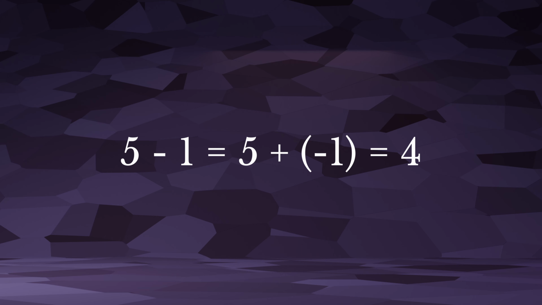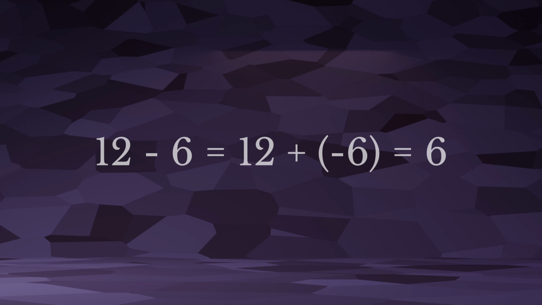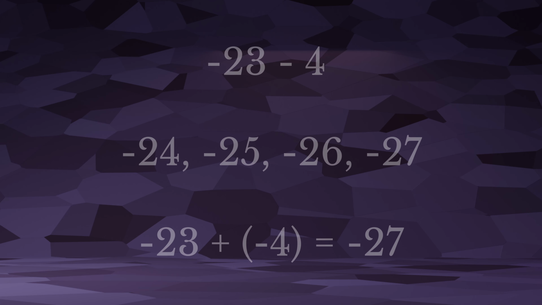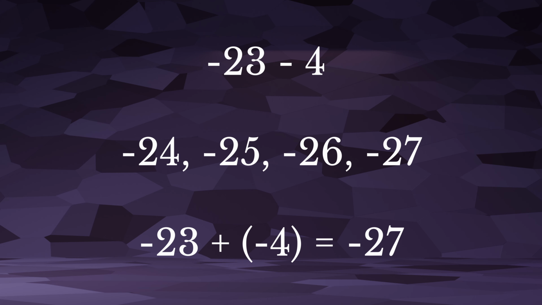Negative meaning a number less than 0. It's still counting backwards, just offers a new application. This means 23 plus negative 4 is starting at 23 and counting by negative numbers, counting backwards. Similarly, negative 23 plus negative 4 is starting at negative 23 and counting backwards, going further negative.